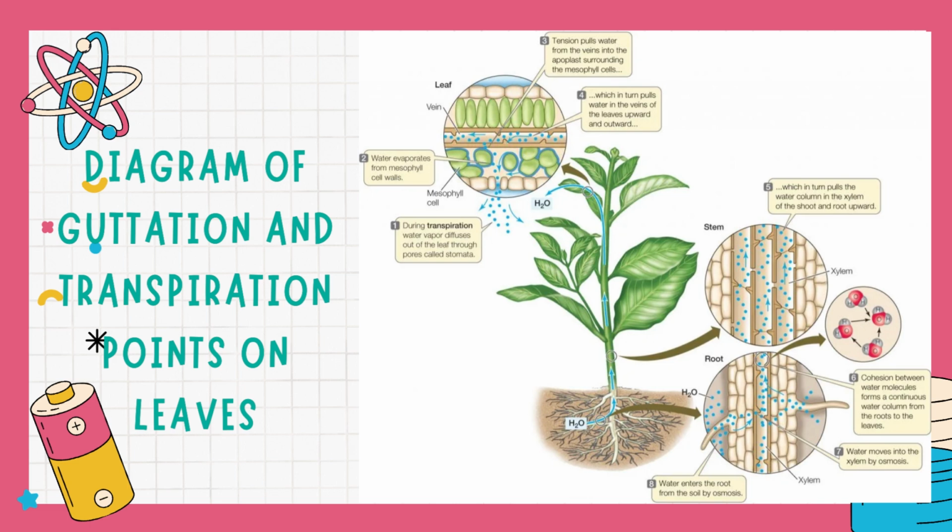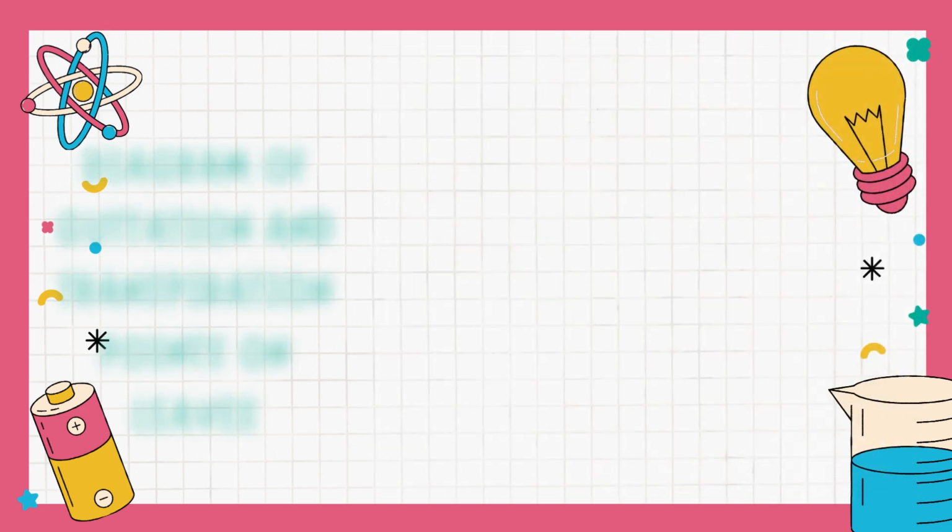In summary, water enters by osmosis at the roots, travels up the xylem by cohesion and adhesion, reaches the mesophyll cells in the leaves, and finally evaporates through the stomata.